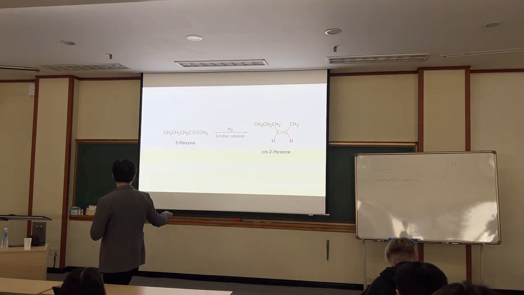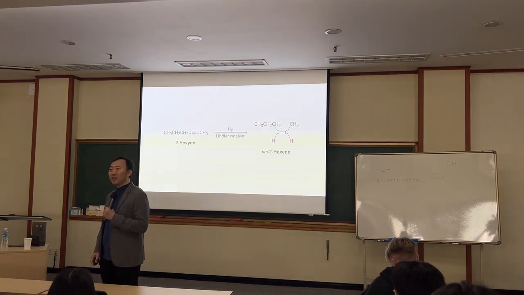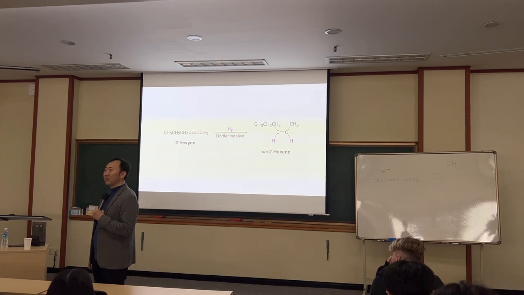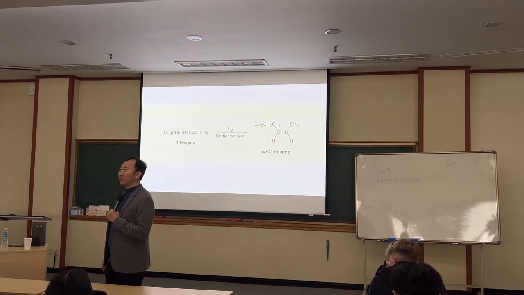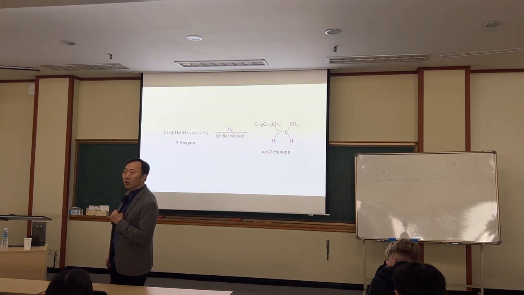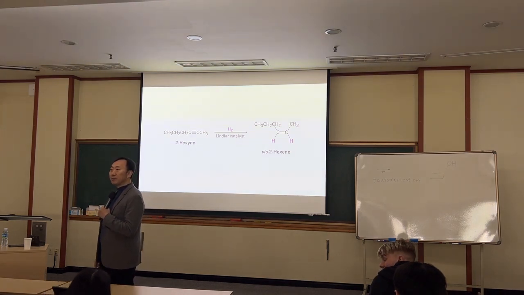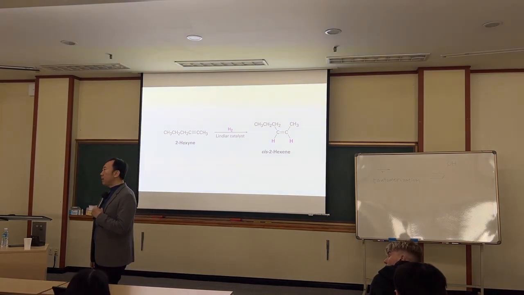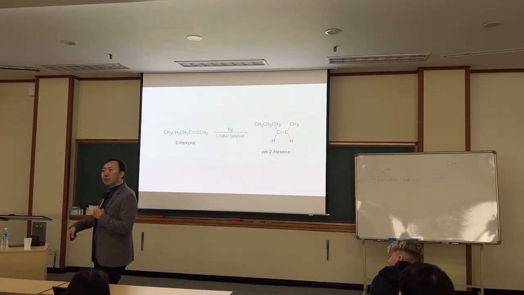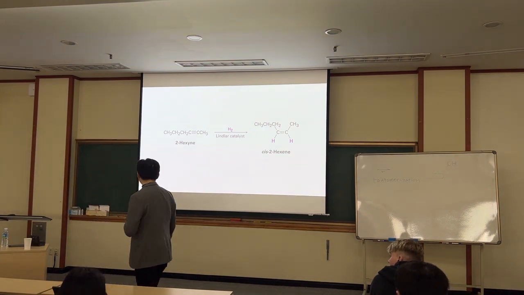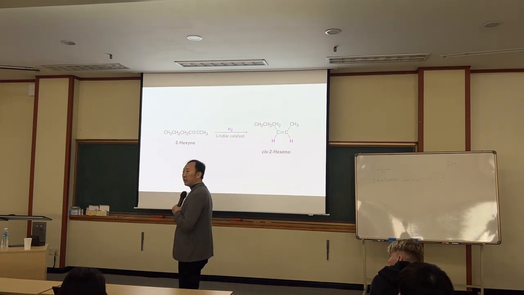If it is an anti-product we want to get, lithium in ammonia. Okay, that's a dissolving metal condition. Lithium dissolved in ammonia. Then slowly it donates the electron one by one. It forms the trans product.